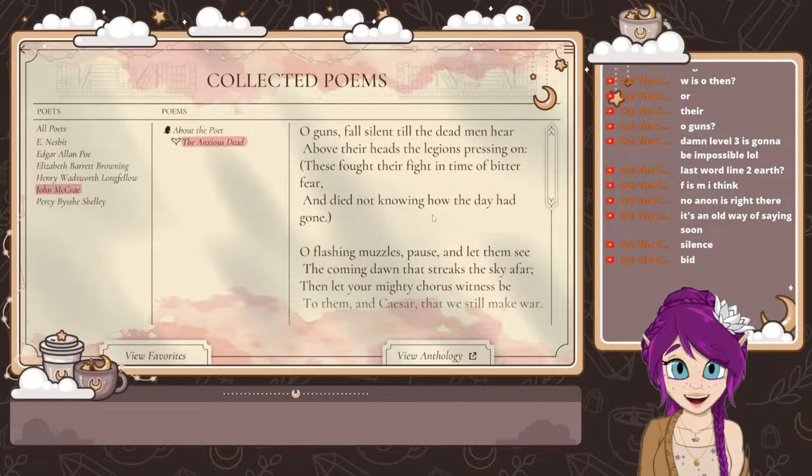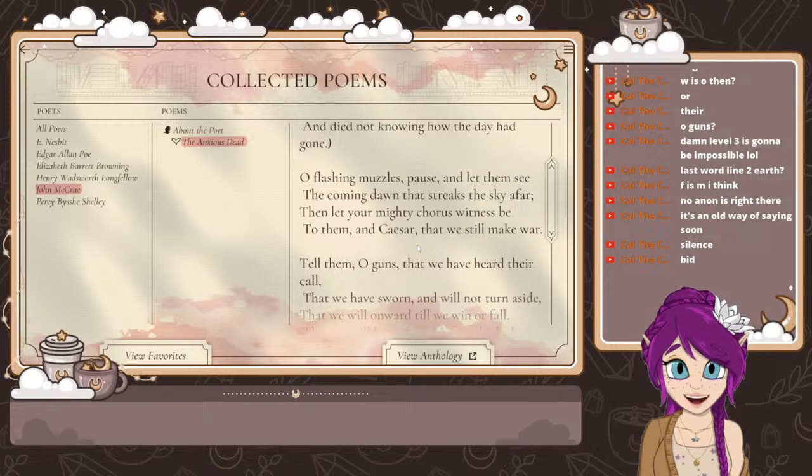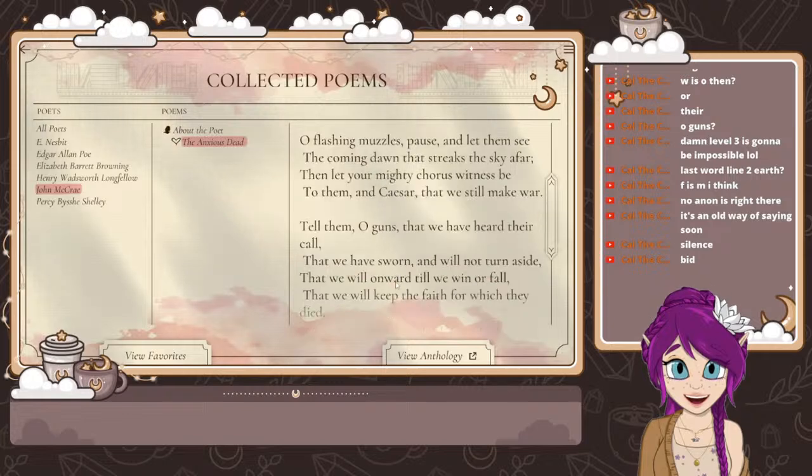O guns fall silent till the dead men hear. Above their heads the legions press on. These fought their fight in time of bitter fear, and died not knowing how the day had gone. O flashing muzzles pause, and let them see the coming dawn that streaks the sky afar. Then let your mighty chorus witness be. To them, O Caesar, they still make war.